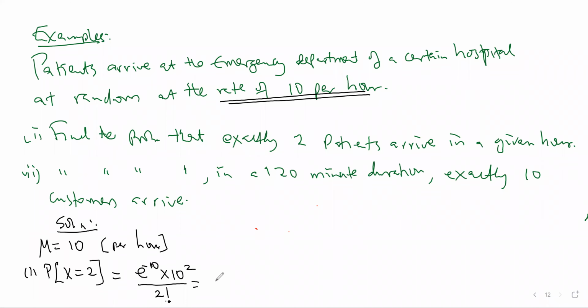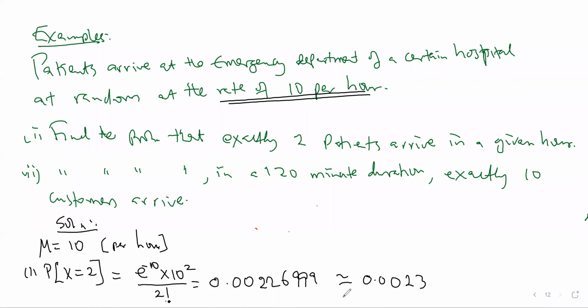You get the answer 0.000226999, etc. Approximately in 4 decimal places, 0.0023. So that's the probability that there will be exactly 2 patients arriving in a given hour.